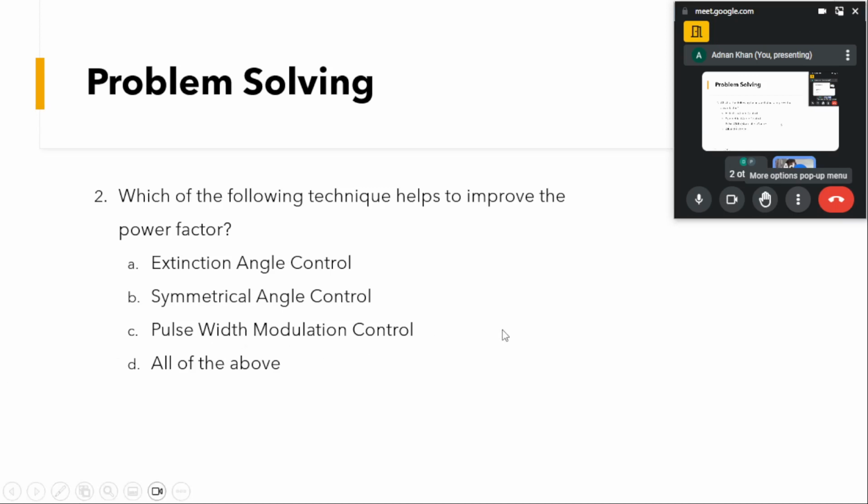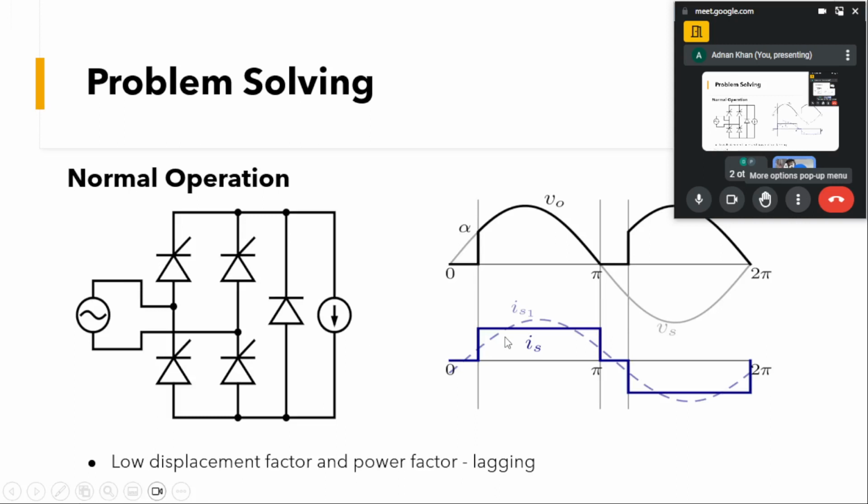Firstly, we will see the normal operation of a full bridge thyristor based AC/DC converter, which we also saw in the previous session. We know that with these SCRs, we are able to control the turn on time.